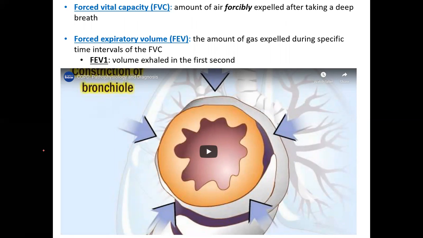There are a few additional endpoints that we can measure, and the next one here is forced vital capacity. So remember, vital capacity is just the amount of exchanged air, right? So your deepest inhale, your deepest exhale. So FVC is the amount of air that is forcefully expelled after taking a deep breath. Okay, and we can forcefully exhale for different periods of time. And so that's where FEV comes in. If you are blowing as hard as you possibly can, we can measure how much air actually got out of your lungs in the first second.